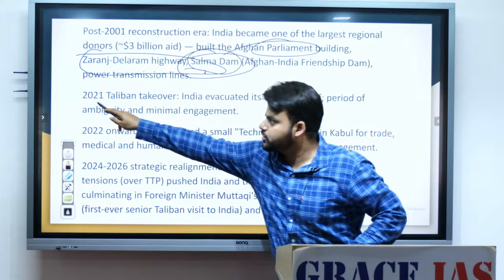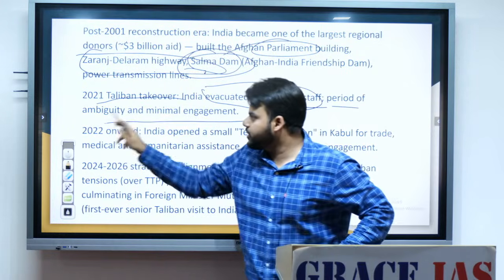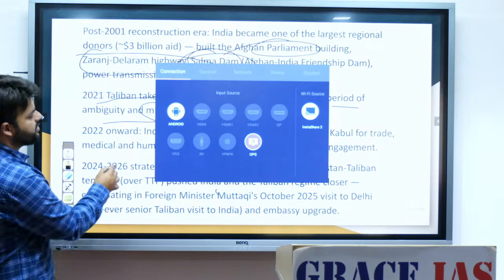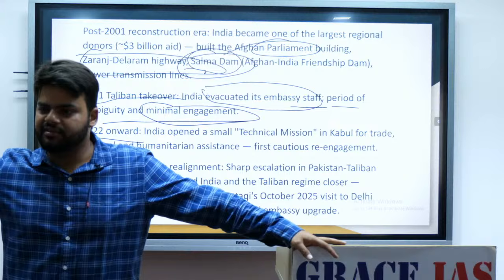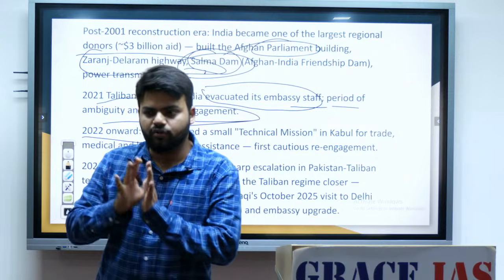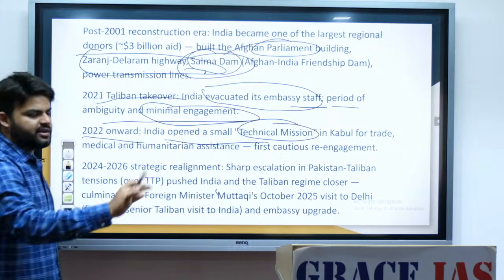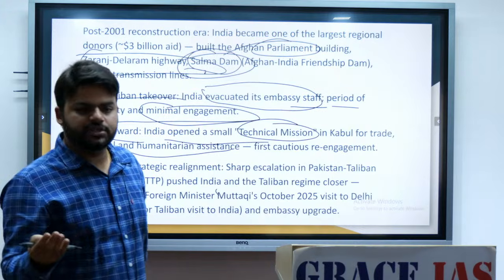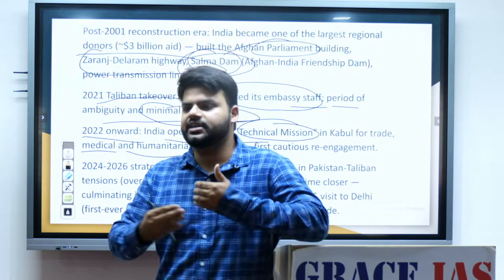Fine. So after the 2021 takeover, India evacuated its embassy staff, a period of ambiguity and minimal engagement. We were essentially not talking to Afghanistan now. But after that, 2022 onwards, can you keep not talking to Afghanistan? It is a neighboring country. You share borders with it. It is important for you. So India has not given official recognition, but it has opened a small technical mission. Some people are sitting there. They are discussing trade, medical and humanitarian assistance. Recently, the foreign minister of Taliban visited India also. Fine. So now India is increasing its engagement.